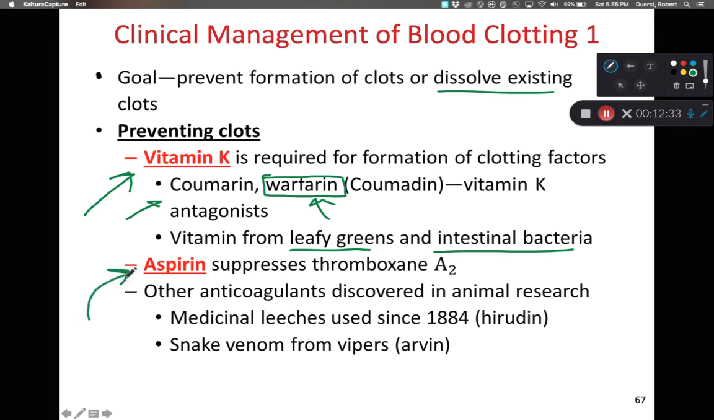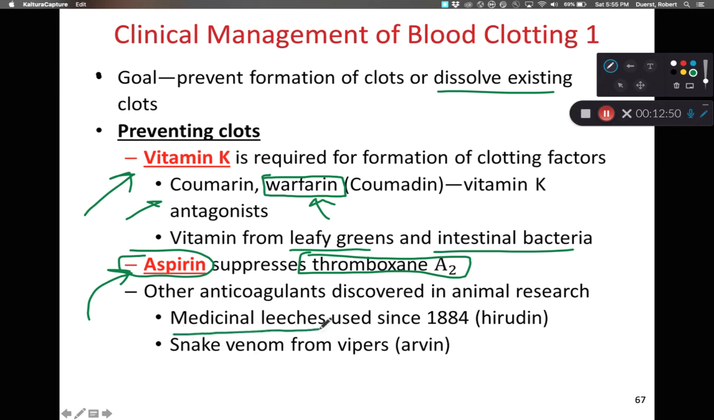Something else we can do to prevent clotting is take aspirin. Aspirin is going to suppress thromboxane A2, which is one of the factors of the clotting cascades. And then we have other anticoagulants that have been discovered via animal research.